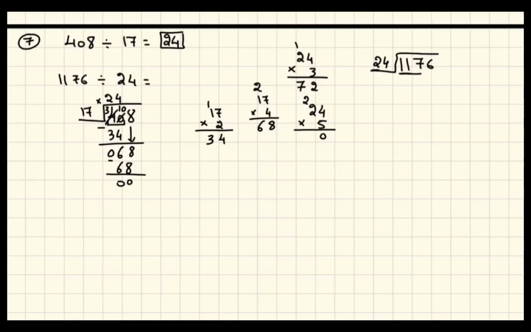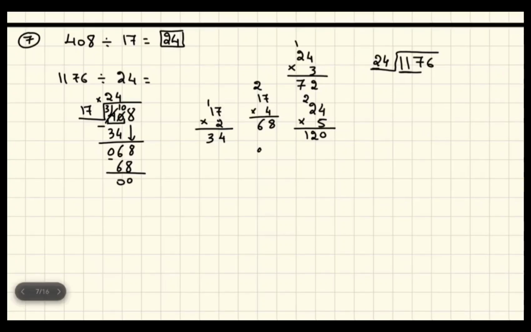5 times 2 is 10, plus 2 will be 12. So we get 120, which is more than 117. It means 5 doesn't work, so we need to pick a smaller number. 4 times 4 is 16, so I write 6 and 1 on top. 4 times 2 is 8, plus 1, we get 9. So 24 times 4 will give me 96.